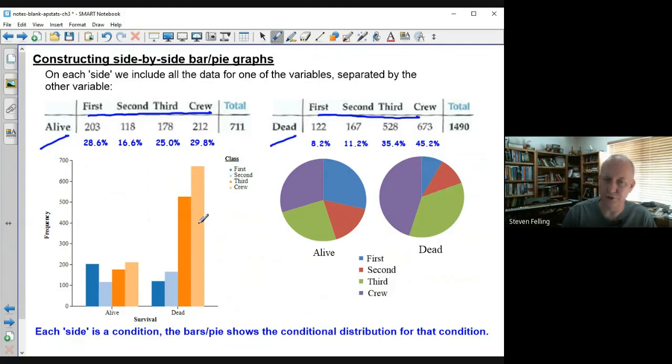And note, whenever you do these kinds of things, you have to add what's called a legend or a key here that shows how the shading or colors tie to the categories. That's always necessary with these graphs.